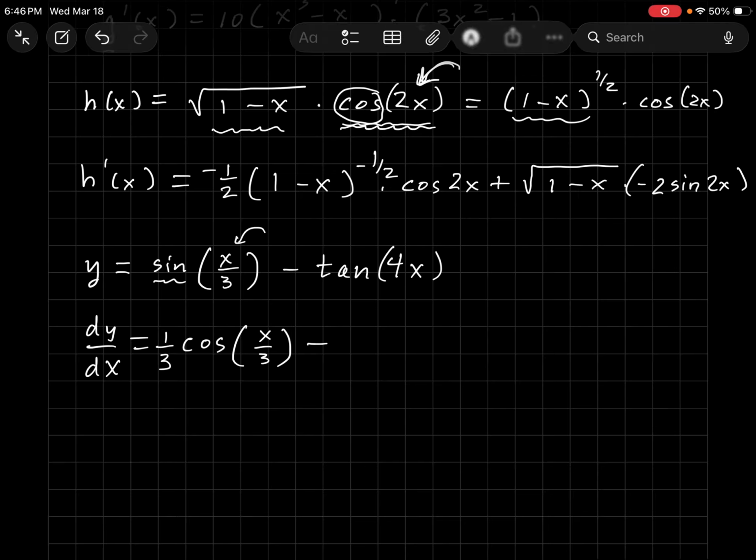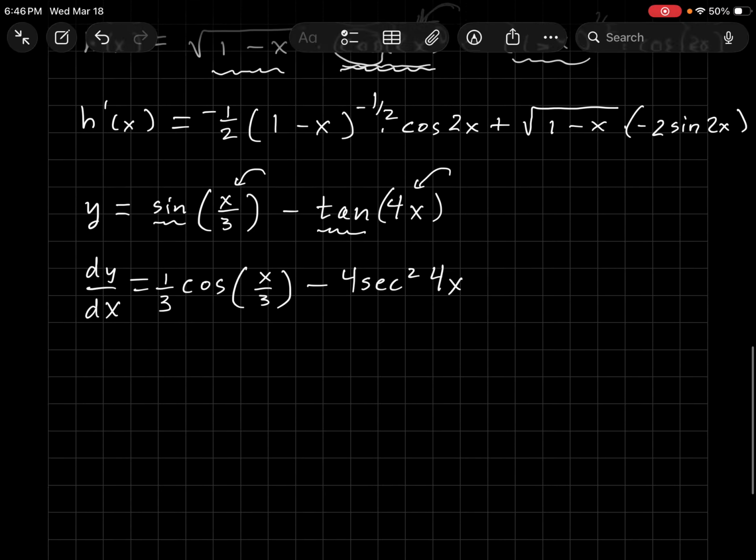And then minus, we have another outer function and another inner function. So again, we have a chain rule, because it's not simply tangent of x, but it's a tangent of 4x, more complicated, which says, take the derivative of the outside part, secant squared, leaving the inside part alone, times the derivative of the inside part, which is 4.